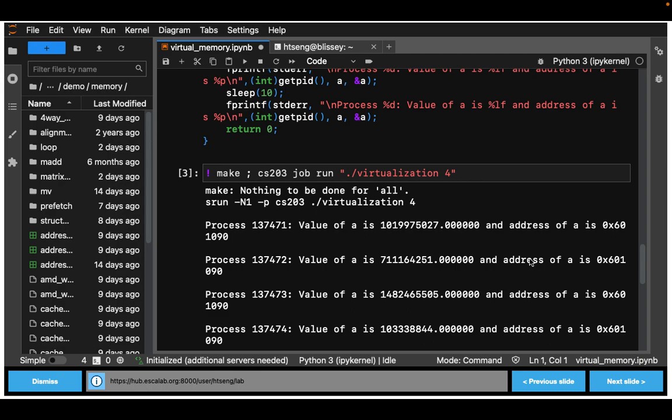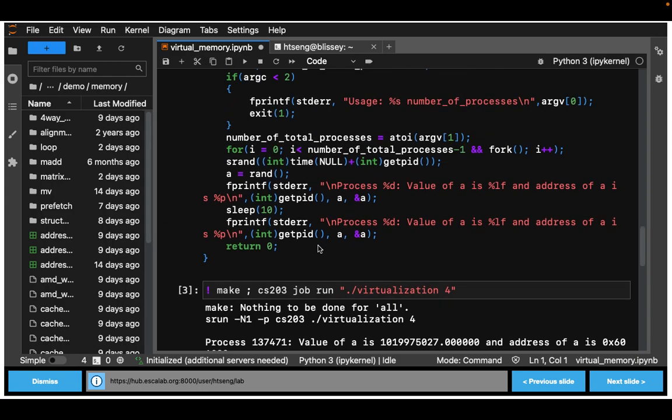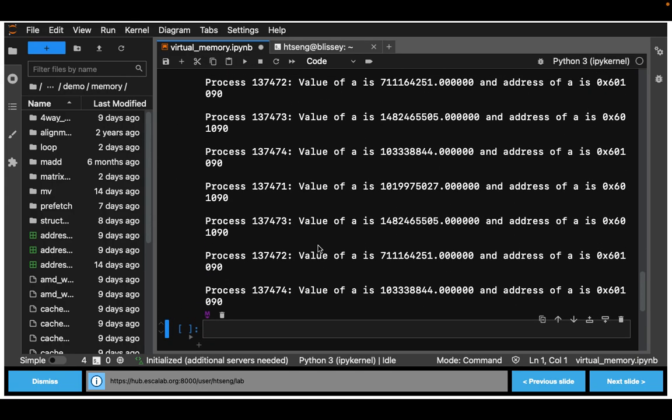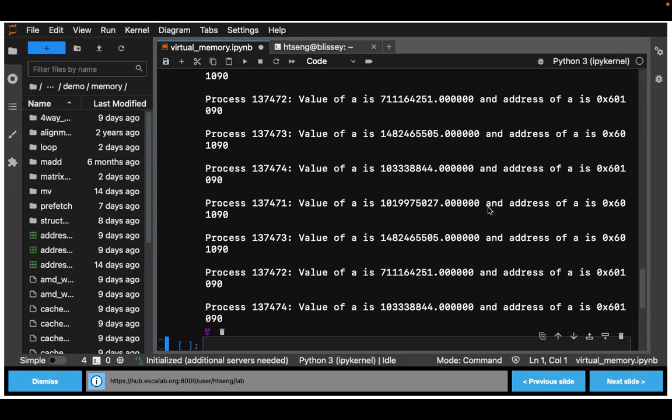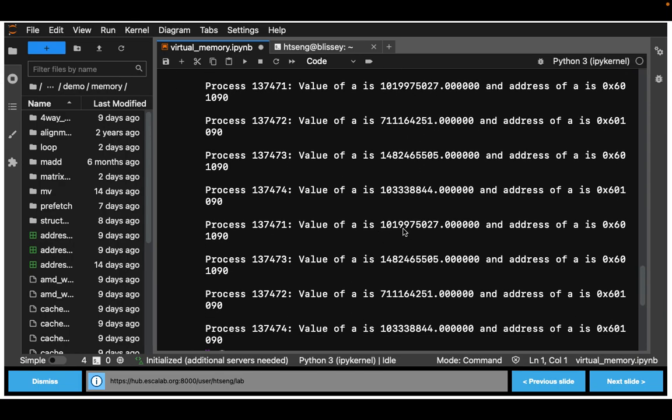They are all the same. Okay, so remember we have a sleep 10, right? So after 10 seconds, for process 7471, the value is 101 something 027, still the same address.